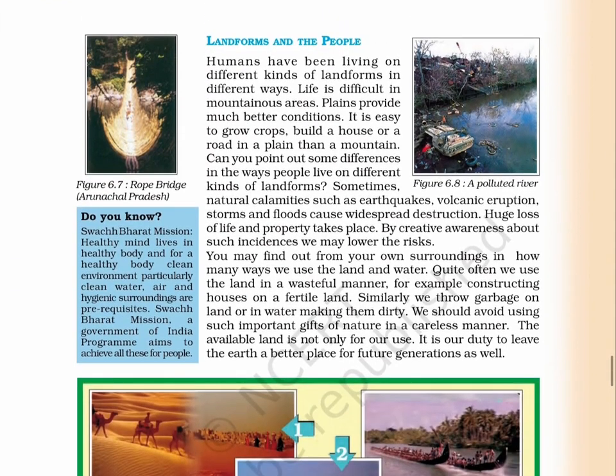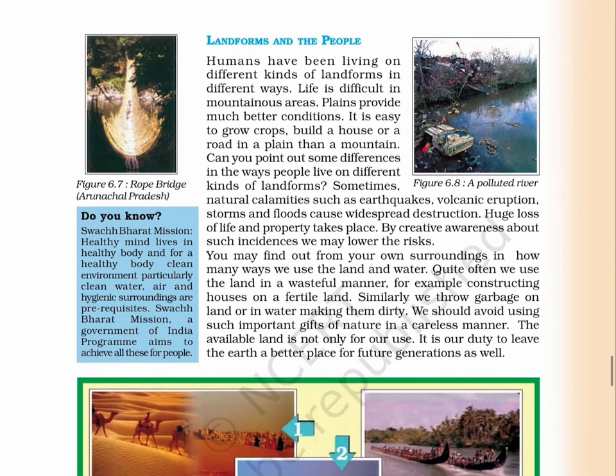Landforms and the people. Humans have been living on different kinds of landforms in different ways. Life is difficult in mountainous areas. Plains provide much better conditions. It is easy to grow crops, build a house, or a road in a plain than a mountain. Can you point out some differences in the ways people live on different kinds of landforms?